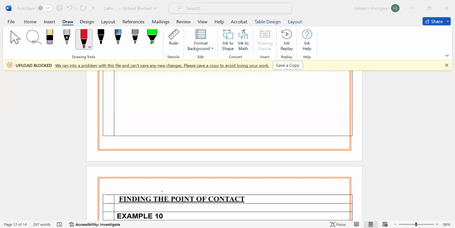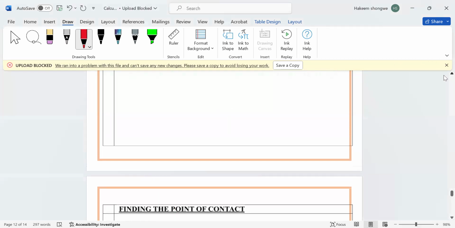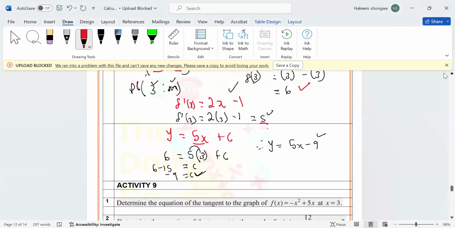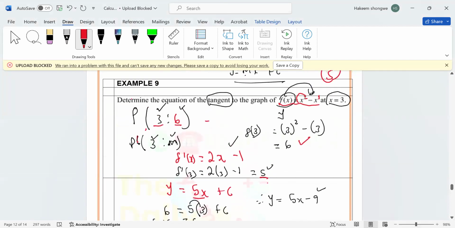For something called a point of contact. Now, what did we do before? Let's go back here. Here, we use the point of contact to determine the equation of a tangent. So what was this point here? This point that I was calling P here. This point here is what we call a point of what?